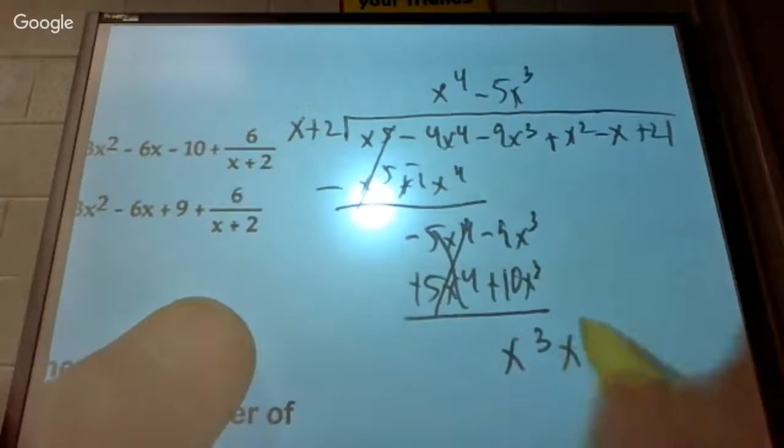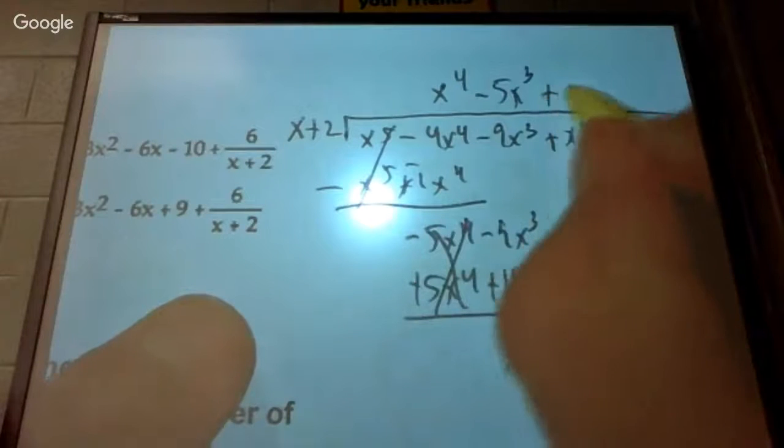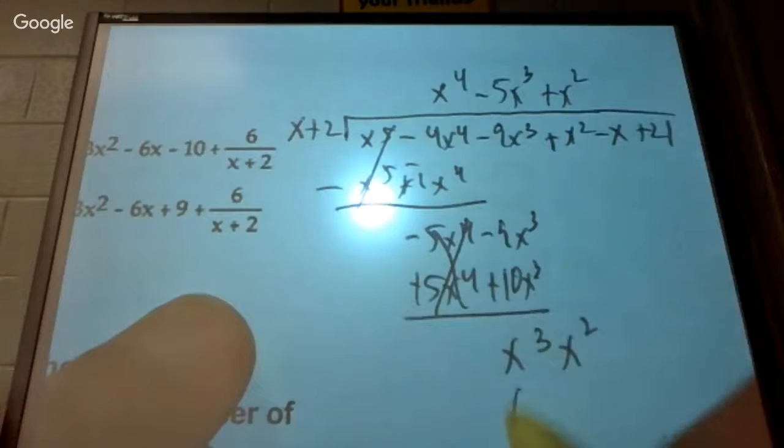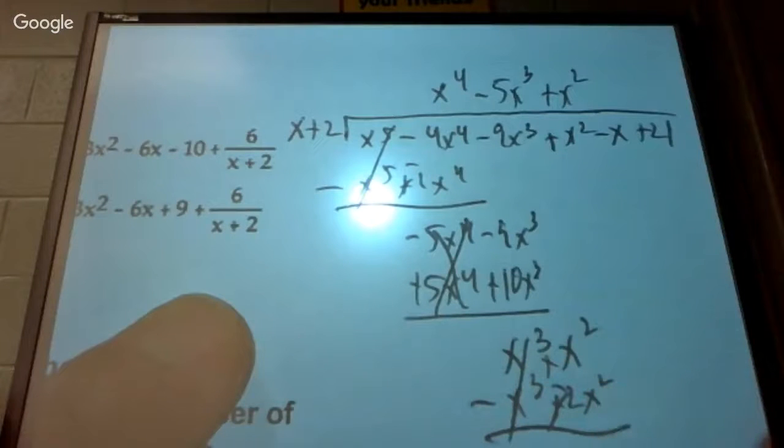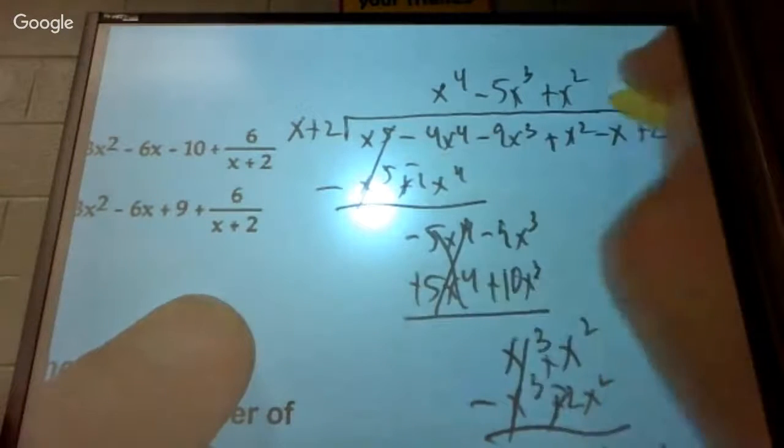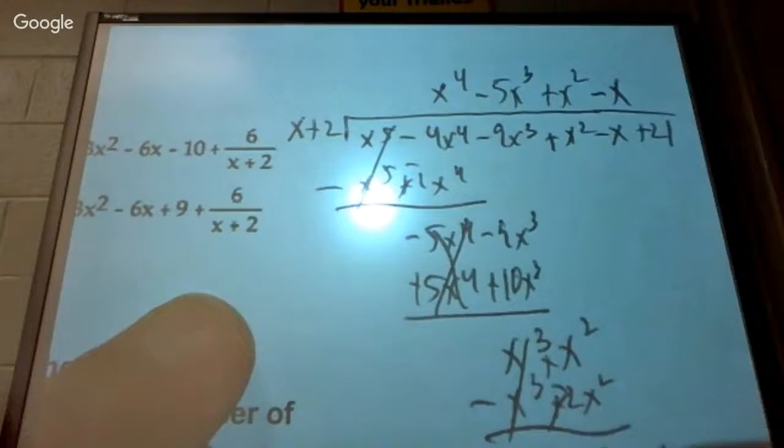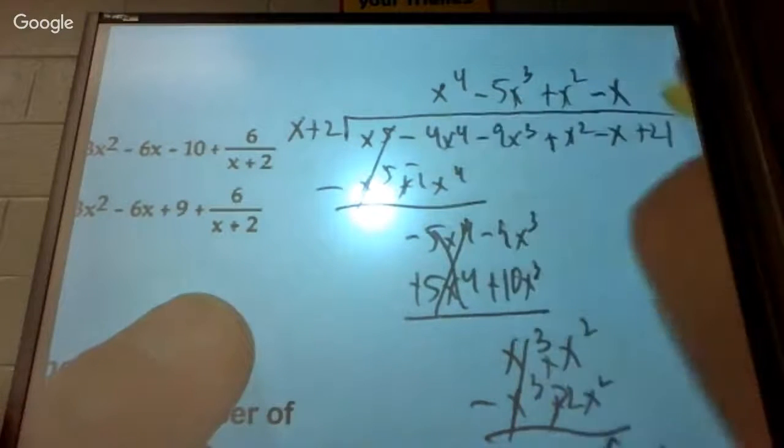Drop down the x squared. What makes x to the third? A positive x squared. x to the third plus 2x squared. Draw the line, change the signs, cancel out. Negative x squared, bring down the negative x. What makes that? Negative x. Draw the line, change the signs, cancel out. What makes that? Plus 1.